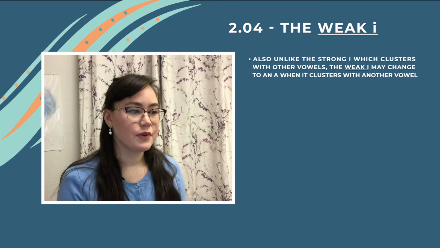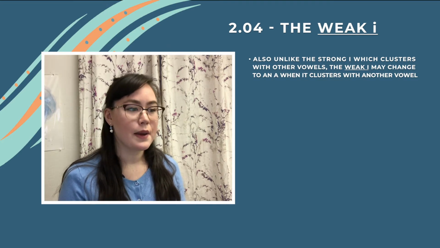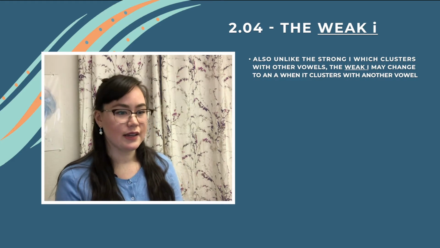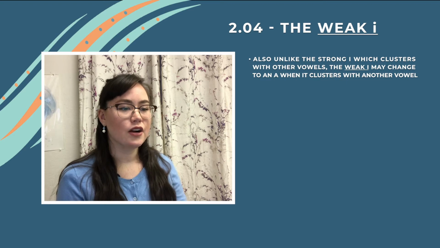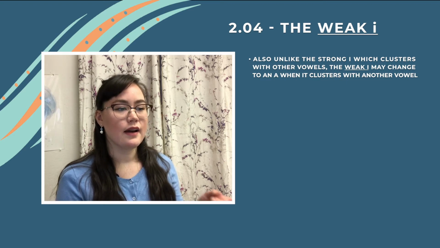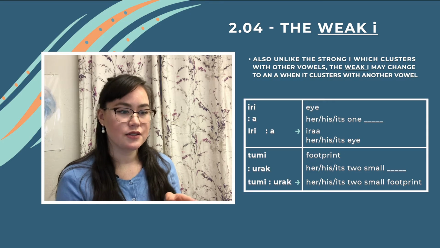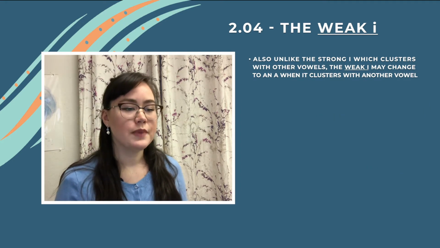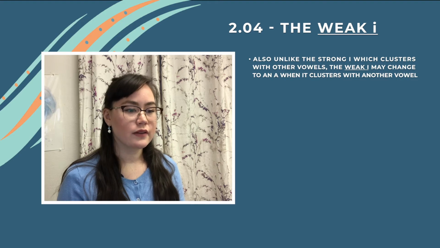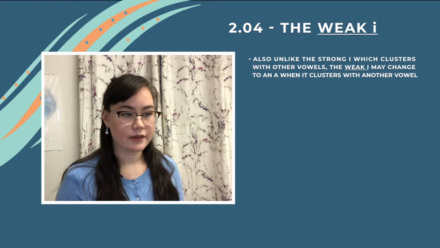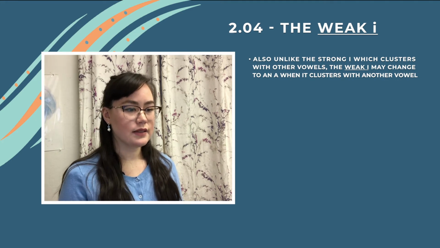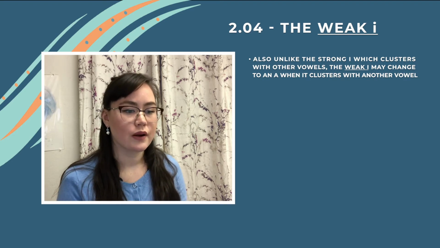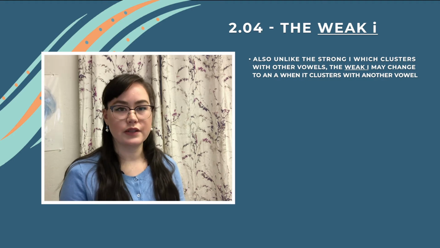Also, unlike strong I, which clusters with other vowels, the weak i may change to an A when it clusters with another vowel. So let's look at iri again. When you want to say her eye, that second i in iri changes to an A to say ira, her eye. Tumi, footprint, urak, which is like too small something. So that i in tumi would change to an A to say tumaurak, her too small footprints.